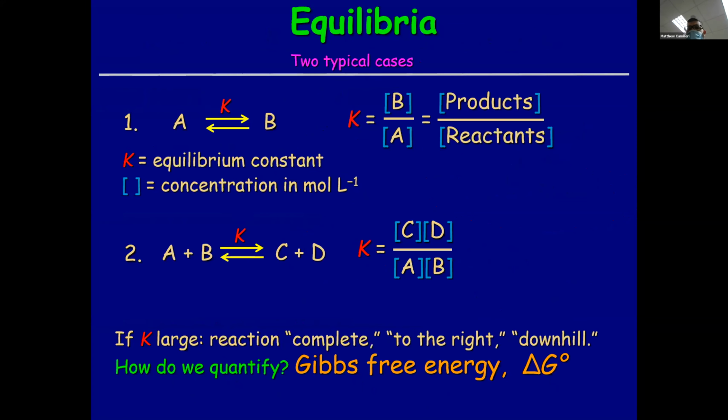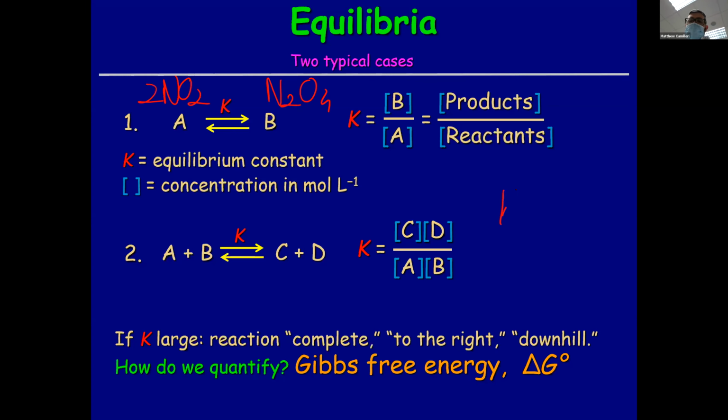So, there are 2 cases, okay? You can have A to give B, for example, NO2 and N2O4, okay? Remember, you would need 2 NO2s, but it doesn't really matter here. Or you can have A plus B to give C plus D, okay? If K is large, this means you will have a highly negative delta G.